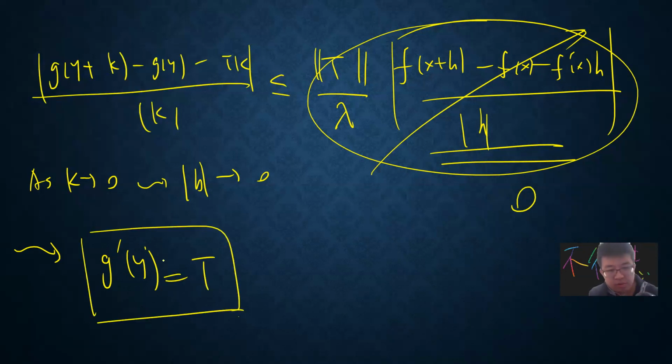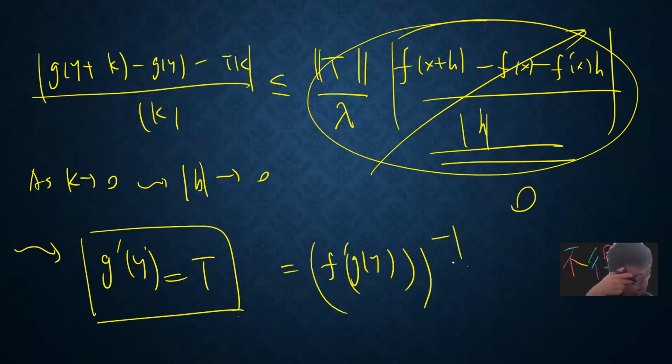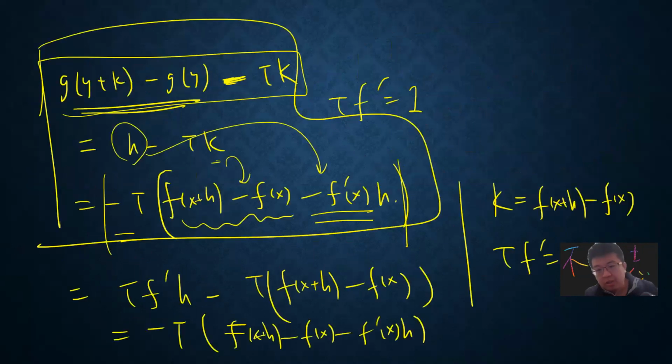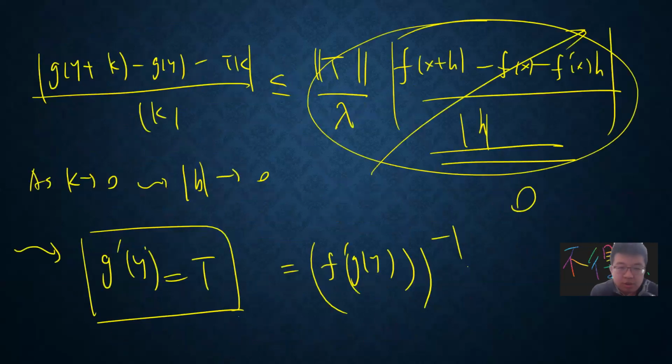Okay, so you know that this is just its inverse derivative. So g prime of y is basically f prime of g of y, doing the inverse. Okay, so now we have proved that the inverse map's differentiation is the same as what we expected.